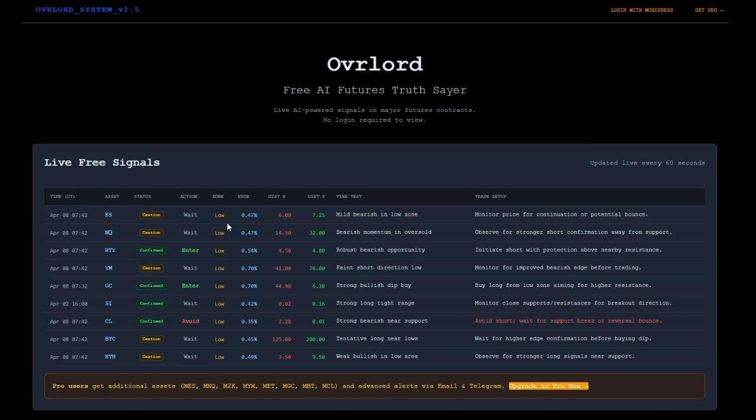The output mapping is a status, an action, a zone, an edge, the distance from resistance and distance from support, a vibe text, which gives you kind of an outline of what's going on, and a trade setup. Interestingly, the vibe text is not just the data from the statistical engine, but it's also looking at what's going on in Reddit and X and some Discords, everything having to do with the futures market.